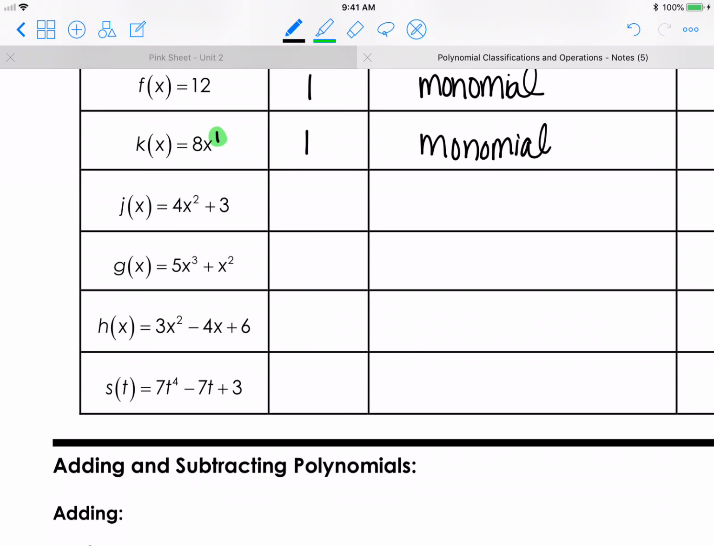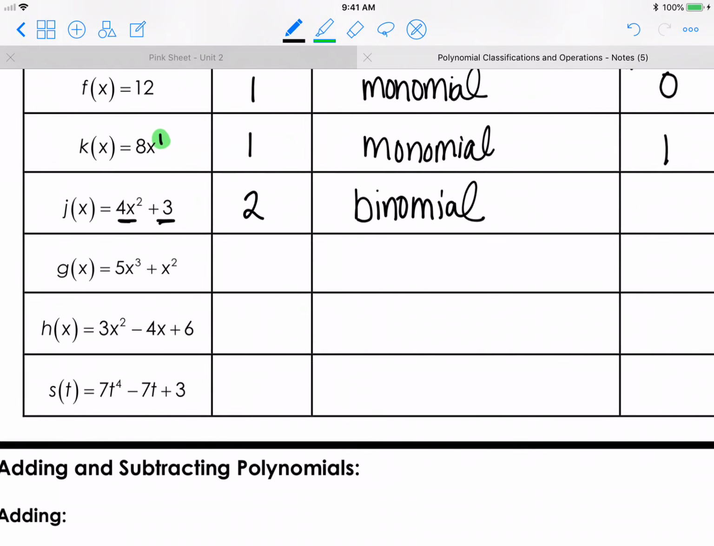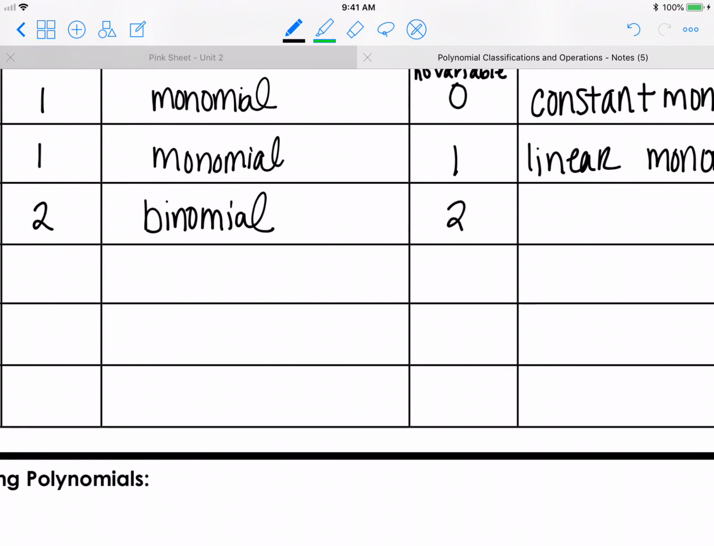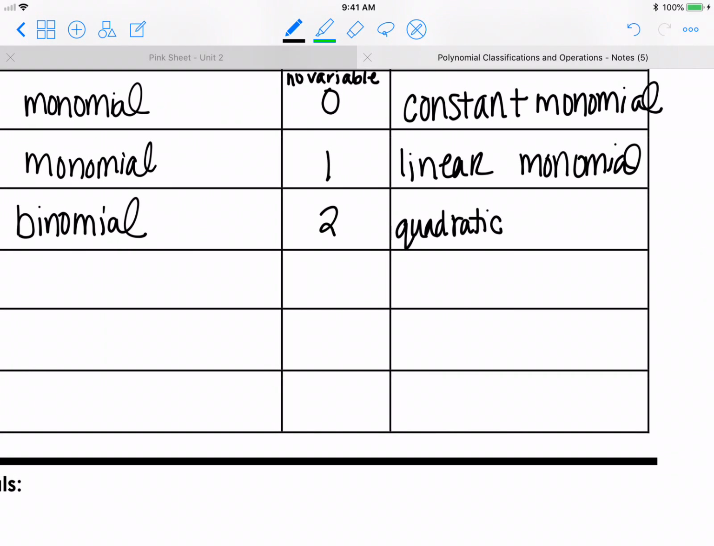Okay, look at this one. So how many terms do we have? We have 1, 2 terms. So we call a two-term a binomial. Okay, like a bicycle, 2 wheels. Think of it like that. So now, what is your degree? What is your highest degree here? 2. So what do we say? Look back at your chart. We said 2 was a quadratic binomial.